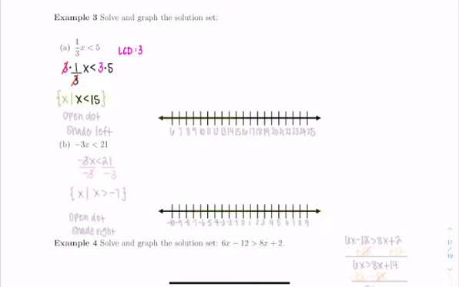So again, we go ahead and put that vertical bar in front of whatever we found, and then the variable, and we put our curly braces around it. At 15, we're going to have an open dot. And we're going to shade to the left. So let's go ahead and number our number line here.